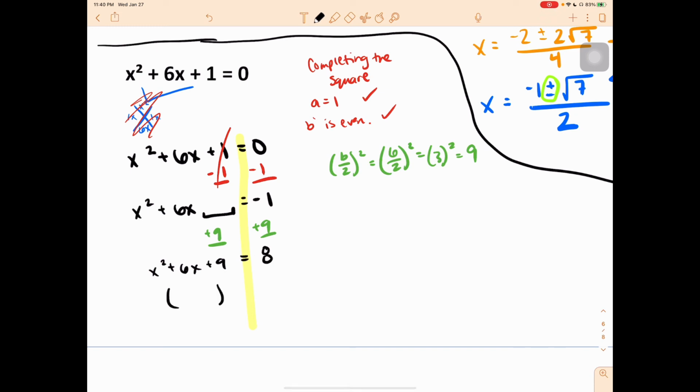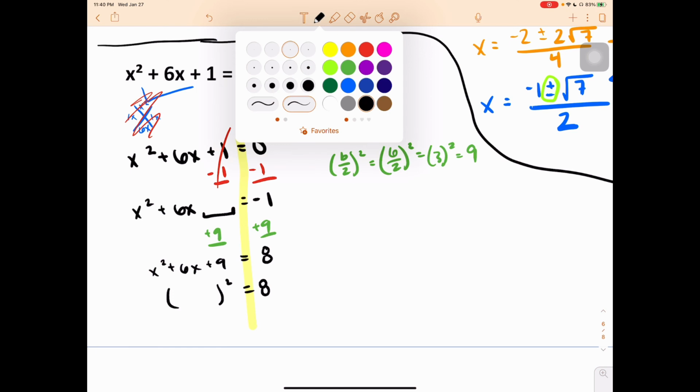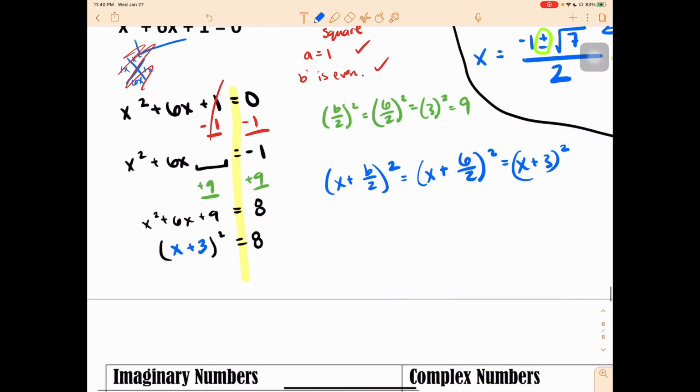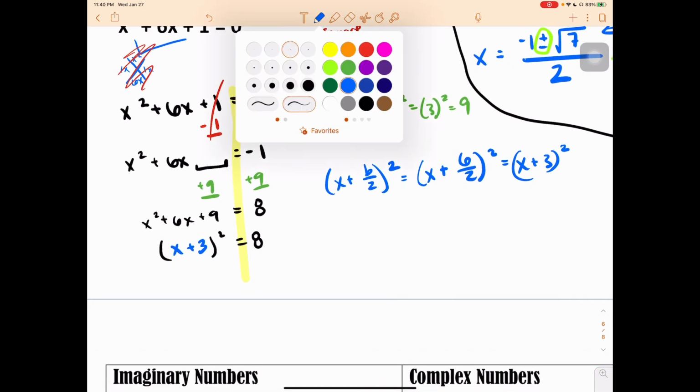And now I can write this as a perfect square. So to write it as a perfect square, it's x plus half of the b, parentheses squared. Half of my b here is 6. Or I'm sorry, my b here is 6. Half of my b then would be a 3. So this is my function. Now I have not finished solving the equation though, okay? So we still have to solve for x.